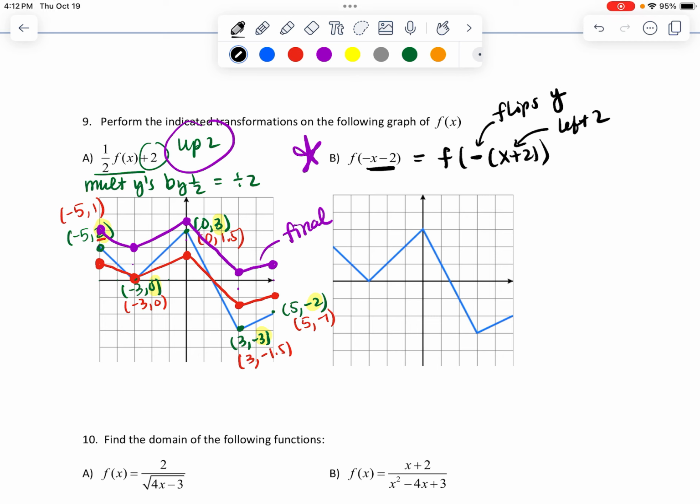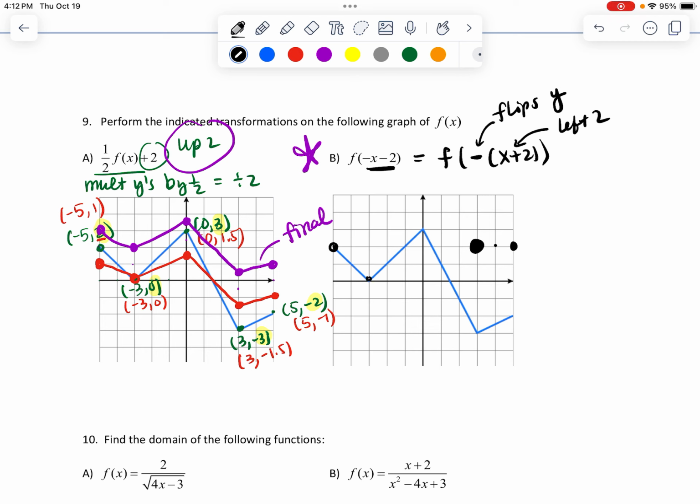Guys, I'm going to attempt to do this in one step. I think I can do it. So look, I'm going to take this point, flip it over the y-axis, which is going to land right there, and then I'm going to move it left 2, 1, 2. So this right here is my final resting spot. Okay, I'm going to make my final points a little bit bigger.